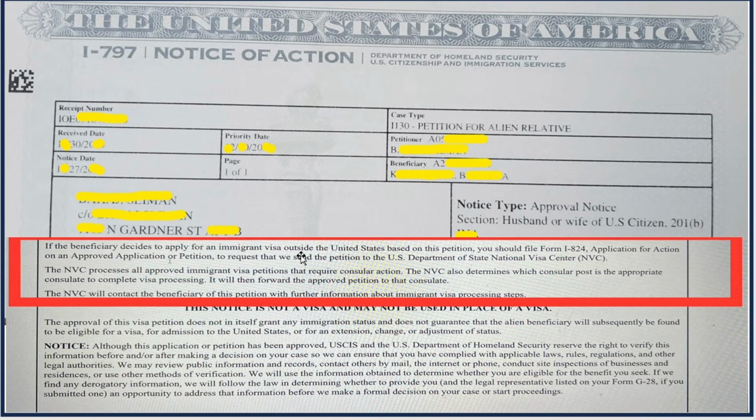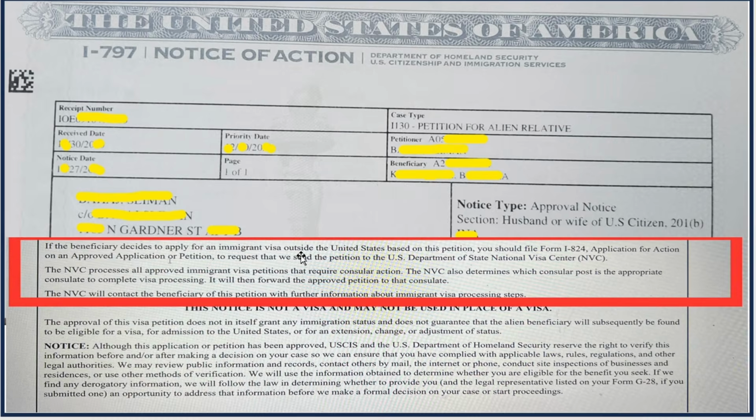In this case, USCIS will ask you to file Form I-824 to move your application to NVC for processing. Yes, it is costly. I think 625 or 675, I don't remember the cost of I-824, but it is costly. Make sure when you file I-130, you select the right option. I mention that in all my videos. Make sure you choose the right option.